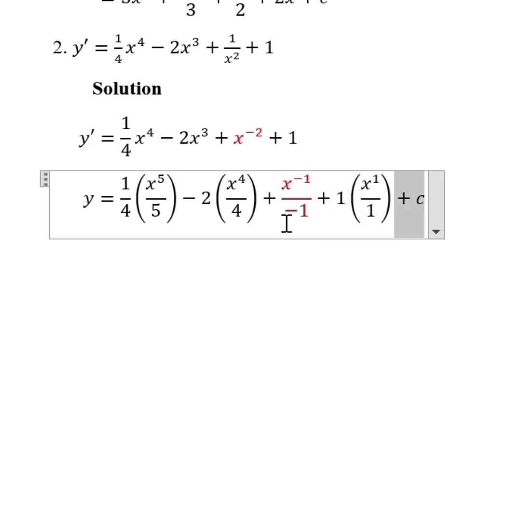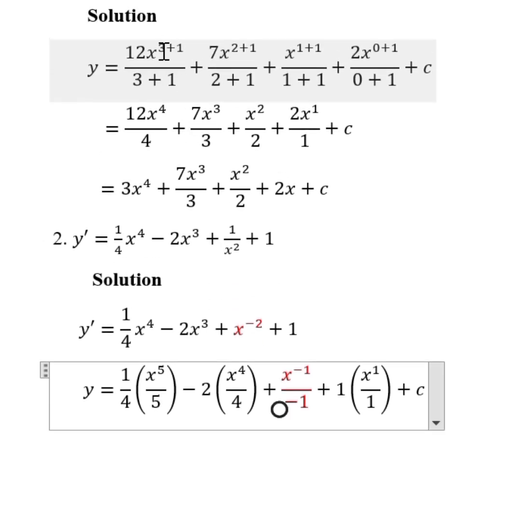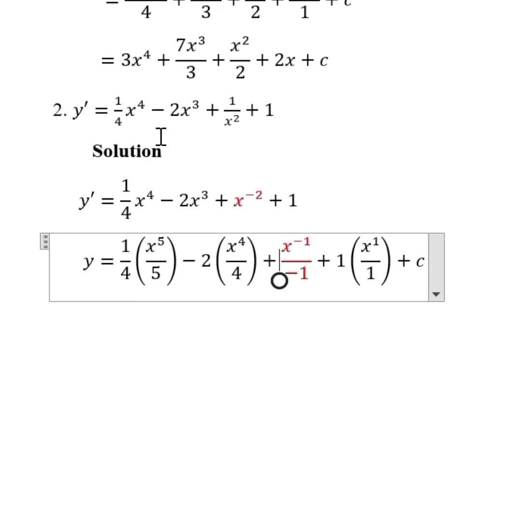So what we have done is that we have kept adding 1 to the power, we divide by the new power. We didn't have to go this long route where we show that we are adding 3 plus 1. You can add that mentally. We know 4 plus 1 gives us 5. Just write 5 here, divide by that 5, the new power. We know 3 plus 1 gives us 4. You write 4 here, divide by the new power, which is 4. Then we know negative 2 plus 1 is negative 1. Write negative 1 here, divide by negative 1. Then this is like it was having power 0, x raised to power 0. So 0 plus 1 gives us 1, divided by 1, and then plus c.